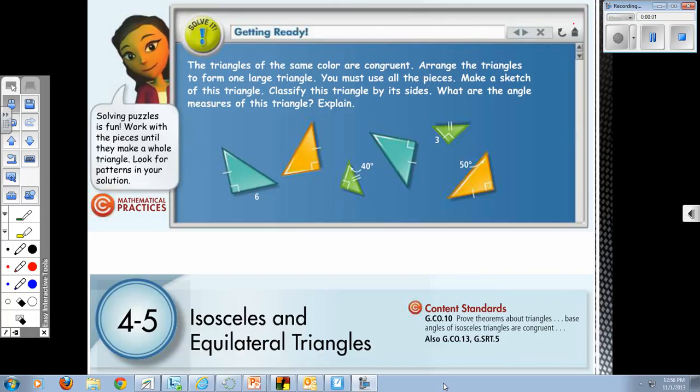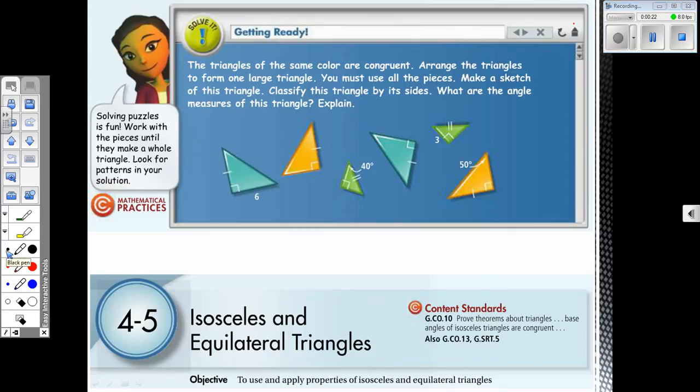Okay, so we're going to do 4-5 today, which has to do with isosceles and equilateral triangles. All right, your get-ready is in front of you, and you see 6 triangles: 2 of them orange, 2 of them blue, 2 of them green. Your job was to turn those 6 triangles into one big triangle, right? So we have to match up pieces that go together and so on and so forth.